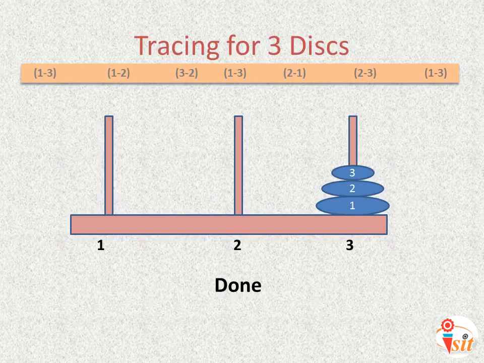That's all. We have followed all these moves and we have transferred all these 3 disks from tower A to tower C, or tower 1 to tower 3. So that's all. This is the tracing for 3 disks. Now similarly this algorithm can work for n number of disks.